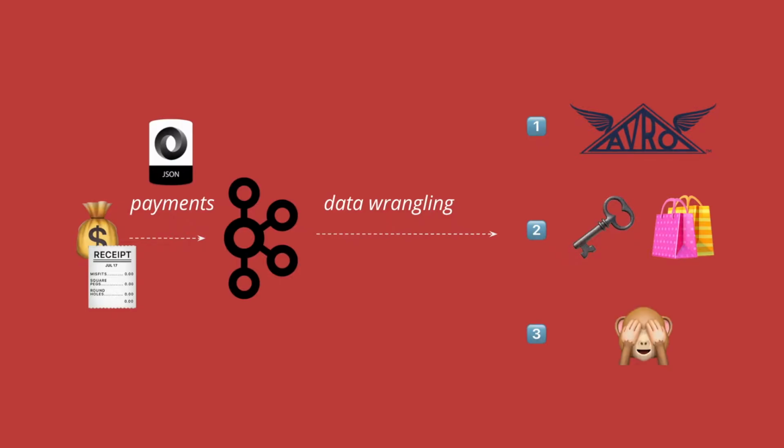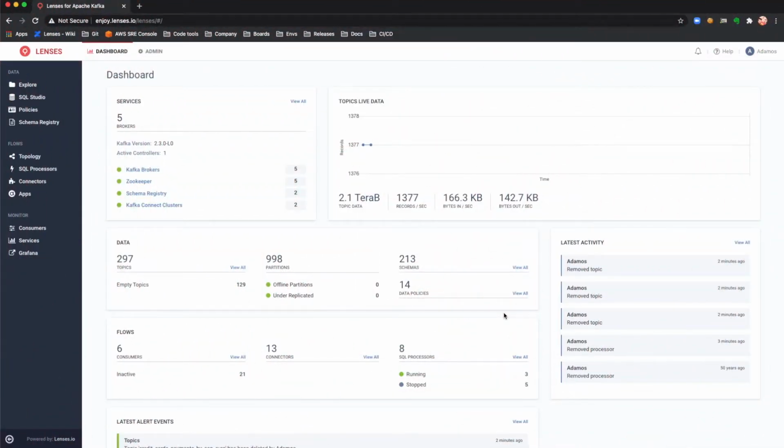Third, data masking. The incoming data contains sensitive GDPR information, credit card numbers. I need to find a way of masking that data so that no sensitive information is visible. Alright, let's head to Lenses and see how we can do these things.